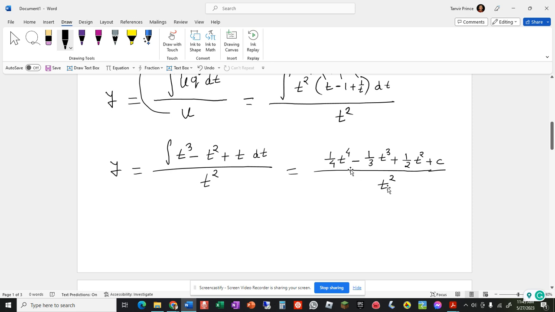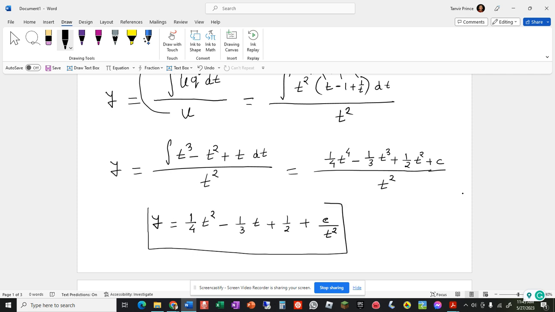If you want, you can distribute this t square under each term. So let's actually do that. If I distribute t square, I'll get y equal to 1 over 4 t square minus 1 over 3 t plus 1 over 2 plus c over t square. Let me write c over t square. If you want, you can write c t to the power negative 2. And that's my general solution. That's a general explicit solution.